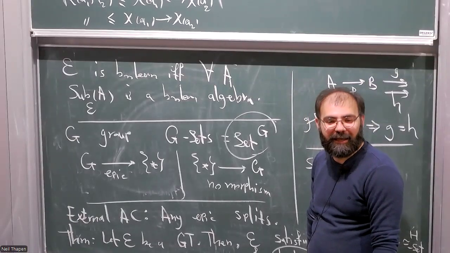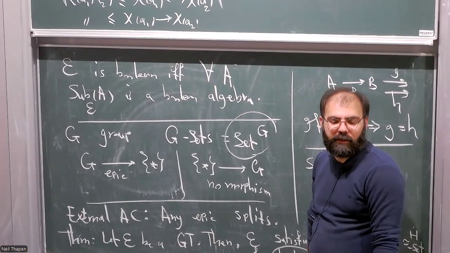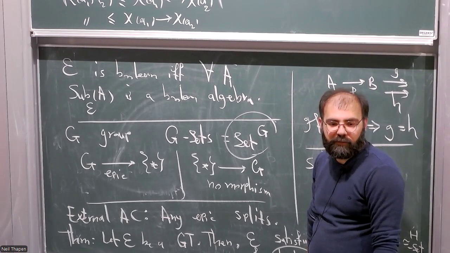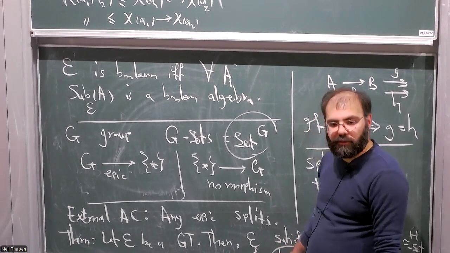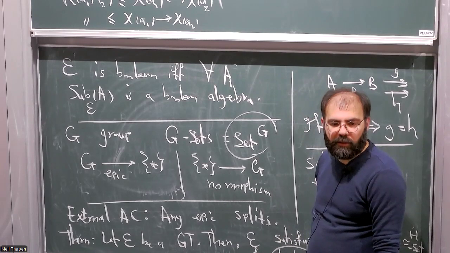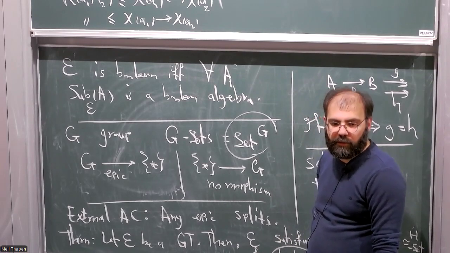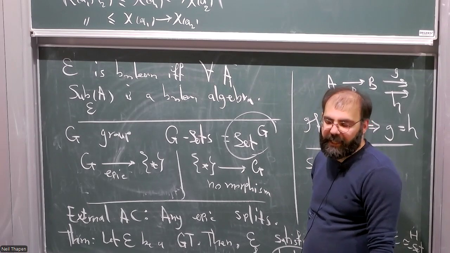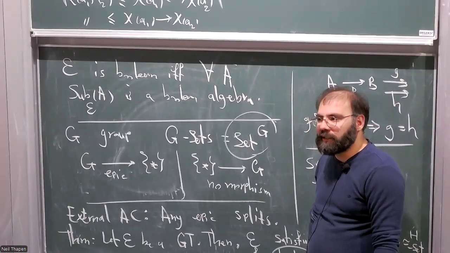Is this enough to prove independence of the axiom of choice? What do you mean? I mean, we have a G-set where the epic doesn't split. And we have this example with Boolean H-sets. So will we prove independence? Not really. That's the thing that I had to explain.